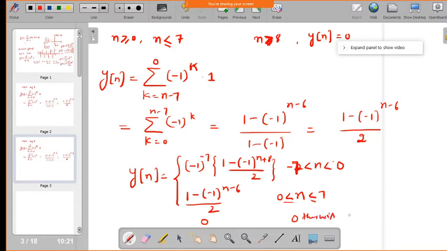That means whenever n is less than or equal to minus 8, and n greater than or equal to 8, after these values it will become 0. So this is about the convolution.